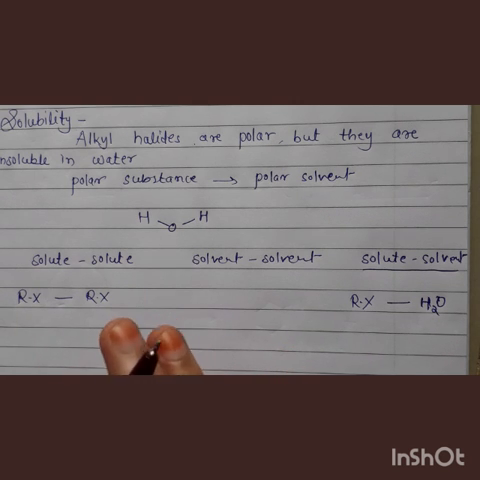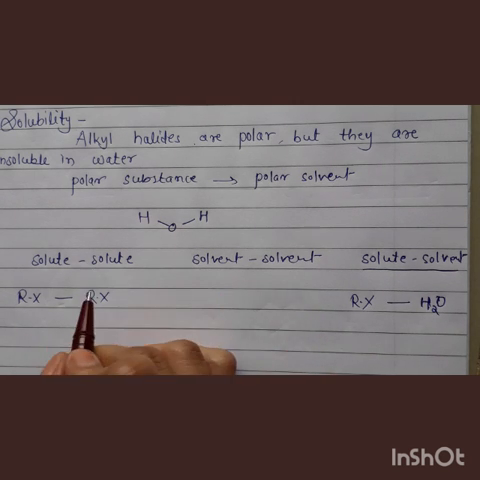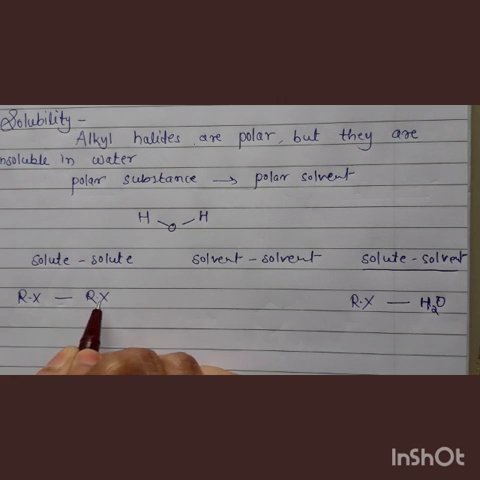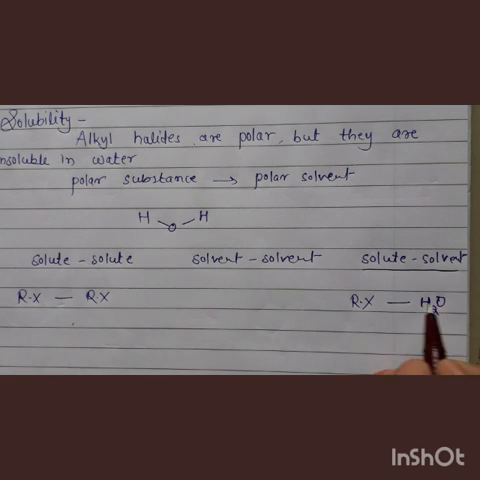So what happens in the case of alkyl halides? The attraction between 2 alkyl halides is greater. They are strongly attracted towards each other, and that's why the attraction between alkyl halide and water molecules becomes lesser, that is, weaker. So here the solute-solvent interaction is not strong, and that's why alkyl halides are insoluble in water. Understand? And these alkyl halides are soluble in non-polar organic solvents.